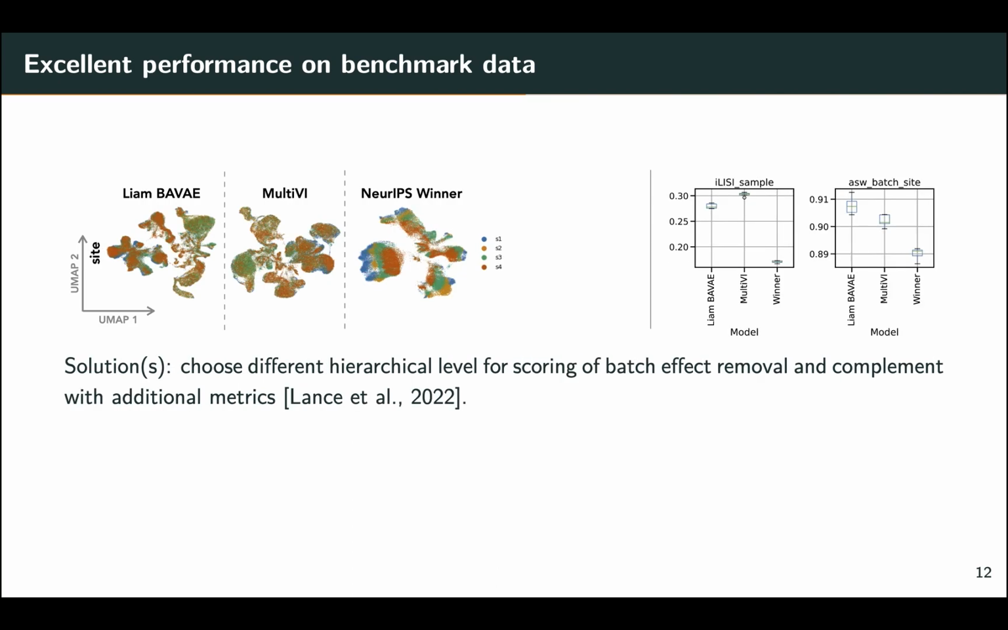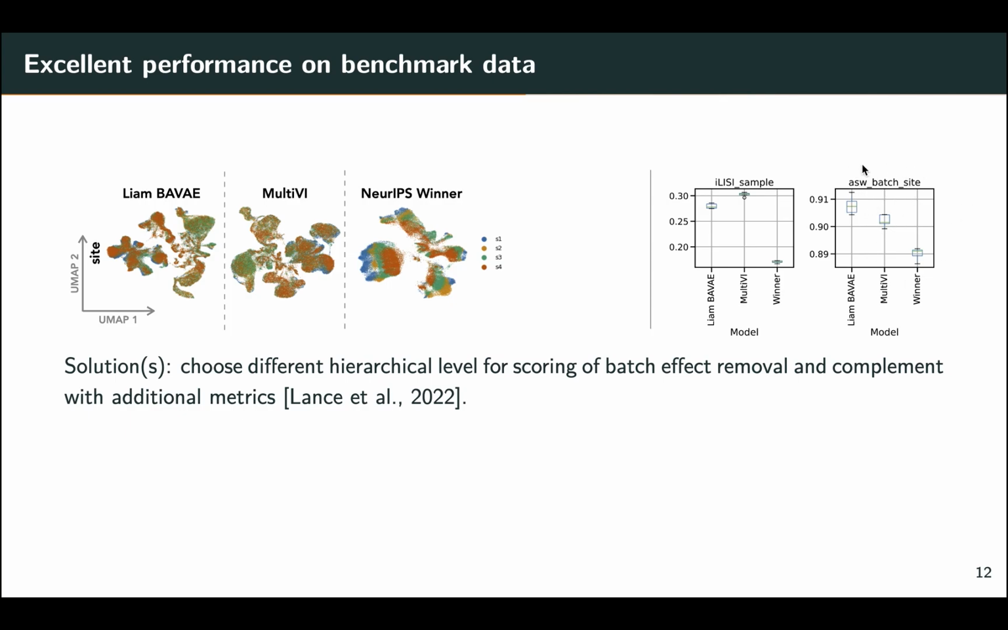This becomes even more striking when we plot the site on top of these UMAPs. Luckily, there is quite an easy solution to this problem, which is to simply choose a different hierarchical level for scoring the batch effect removal, or use orthogonal metrics that are not susceptible to this confounding, and both of them are shown here.